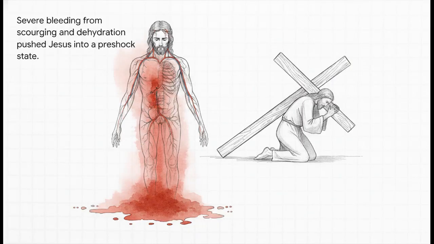The severe bleeding from that scourging, combined with over 12 hours of starvation, dehydration, and the physical assaults during his trials, pushed Jesus into a highly dangerous pre-shock state. To put this in perspective, he was already losing a critical percentage of his body's entire blood volume before the execution had even begun. He was likely suffering from early hypovolemic shock. Clinically, this perfectly explains why he physically collapsed and simply couldn't carry his own cross the whole way to Golgotha.